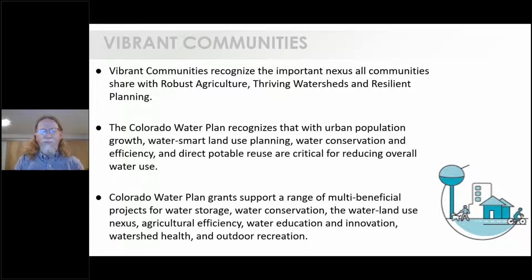But really the crux of this is that the plan does support a range of multi-beneficial projects. We've got a full grant program behind this where we fund projects to do this, and it all ties back into the water plan. So you've got a policy document setting things out, a funding source that helps us implement it, and it comes back around and learns from each other. Basically, it's an iterative process. We've got projects in water storage, water conservation, water land use, ag efficiency, water education, watershed health, outdoor recreation, water reuse, you name it. We've got a lot of projects going on that are funded through our grant program. Next slide, please.